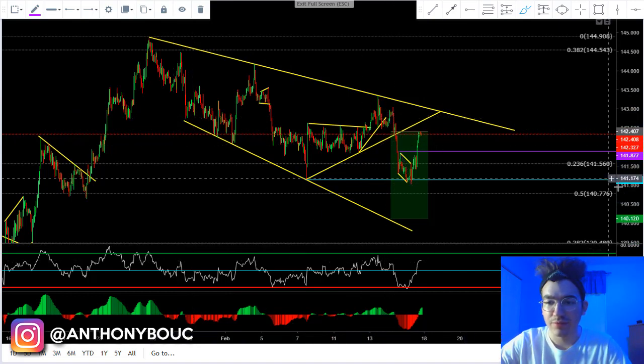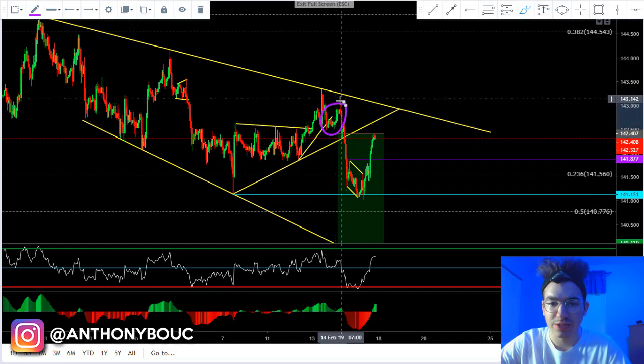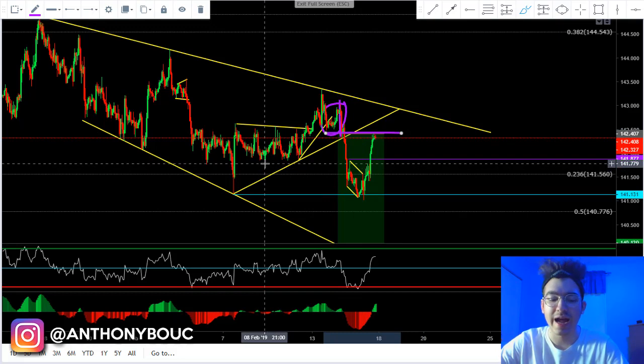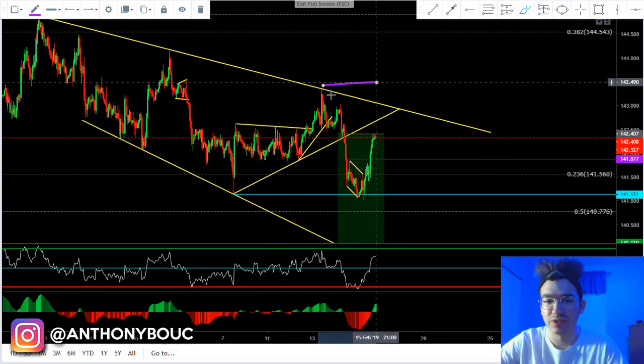Now, after that, we got this impulse here, we got this pattern here. When we broke out of the pattern, I took the trade right here on the lower time frame. I had another sell setup. Now that was the entry. The stop was above this stop.